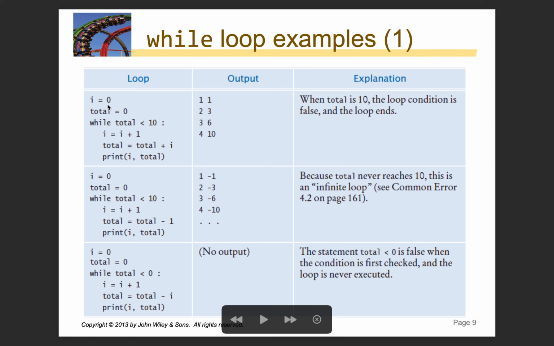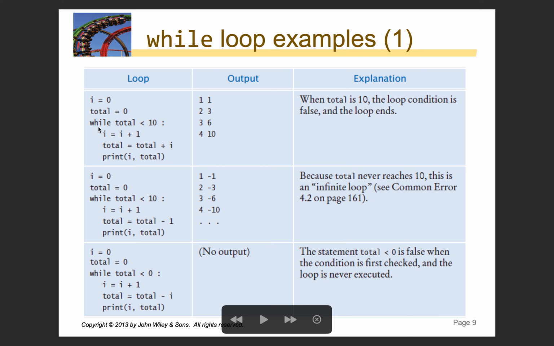Okay, so initially I is 0 and the total is 0. So while total is less than 10, well, total is 0 here. So 0 is less than 10, so that's true. So we're going to enter into our while loop. I equals I plus 1. So I is 0, so 0 plus 1 is 1. So I is now 1. So we've got a value here for I. Total equals total plus I. Well, total was 0. I has the value 1. So 0 plus 1 is 1. And then we're going to print out our I value currently, which is a 1, and our total value, which is also 1. So our first printout is 1, 1.